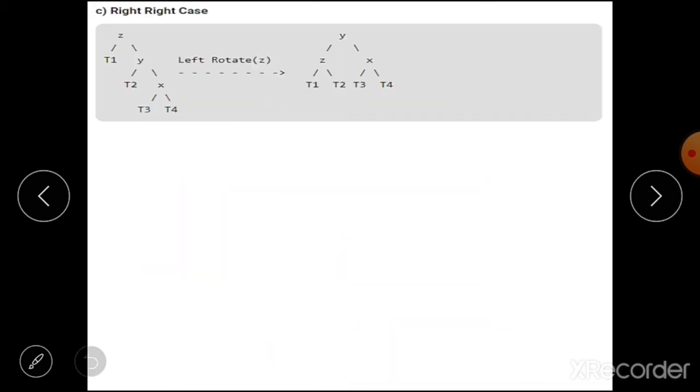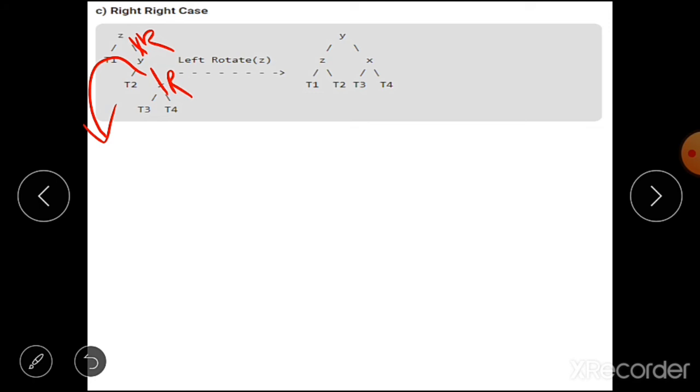Next one is right case. In the right case, Z has a right child y and y has a right child x. So y is the right child of z and x is the right child of y, and here it is a right case. So we perform a left rotation.